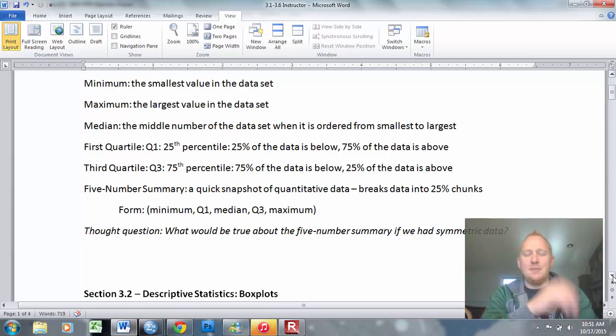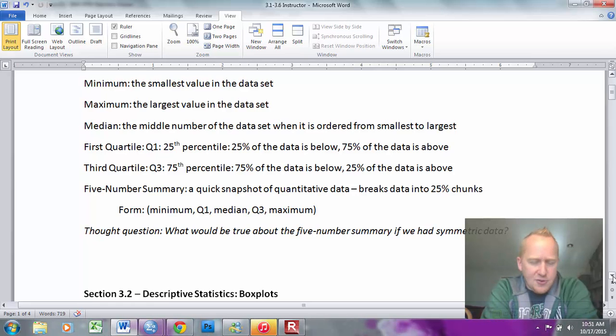I don't know which way, I won't use hand motions because I don't know which way this is going to show up. So 25% of the data is below this value. 75% of the data is above this value. And then very similar, third quartile, Q3, 75th percentile. 75% of the data is below, and 25% of the data is above.